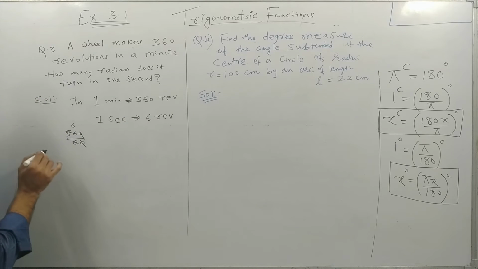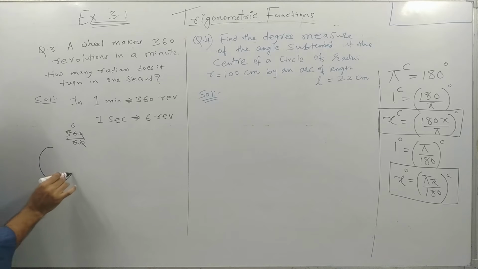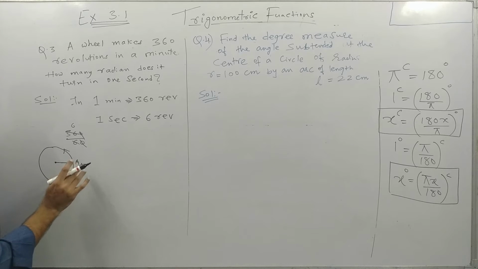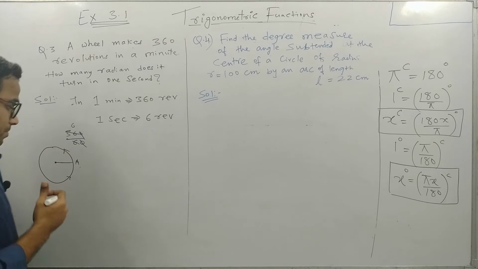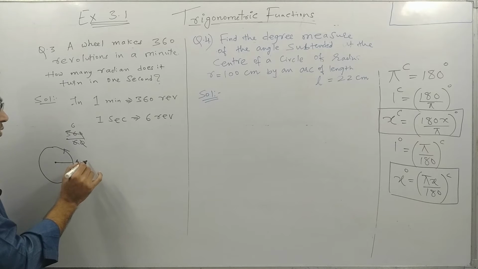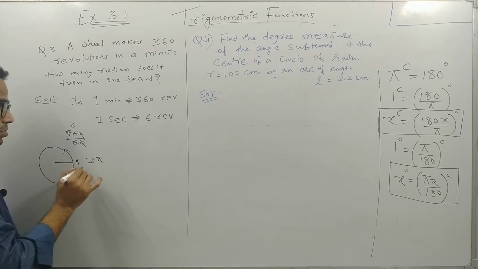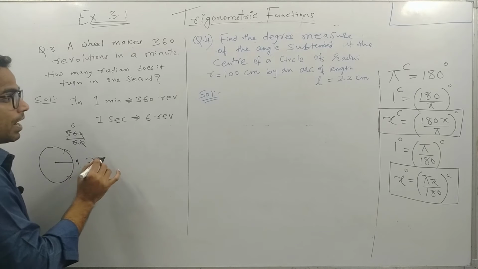Now we know for one revolution, how much is the angle measured in radian if we make one revolution. So suppose this is our starting point A, and then we go like this, and then we come back again to A, right? So how much is the angle covered? So angle covered is basically 2 pi, right? So in one revolution what we do is we cover an angle of 2 pi.